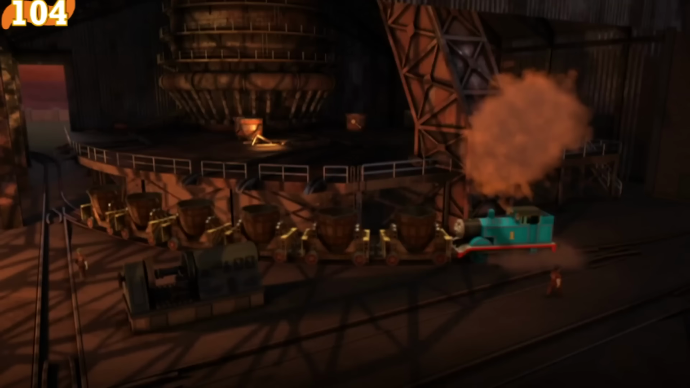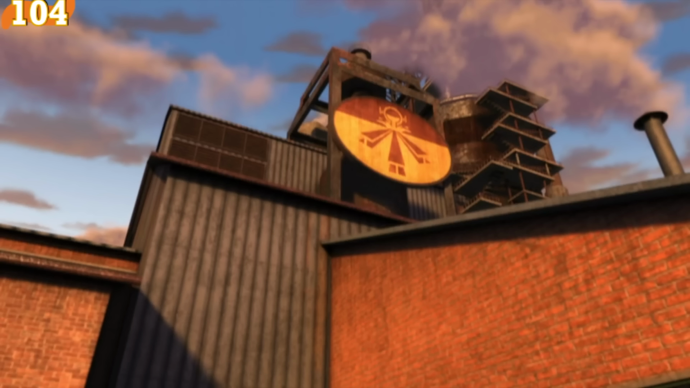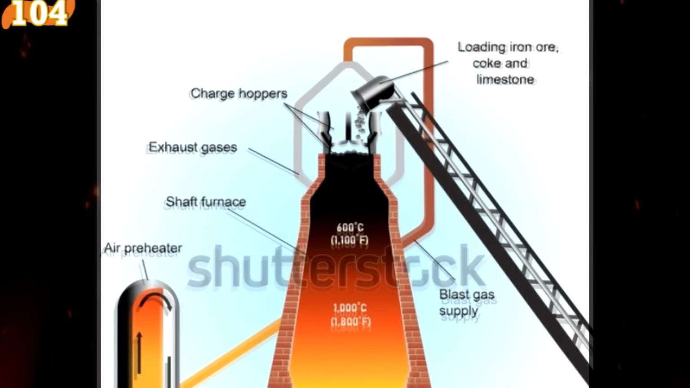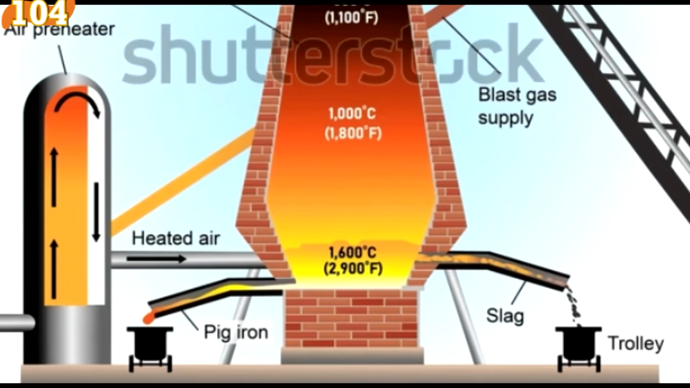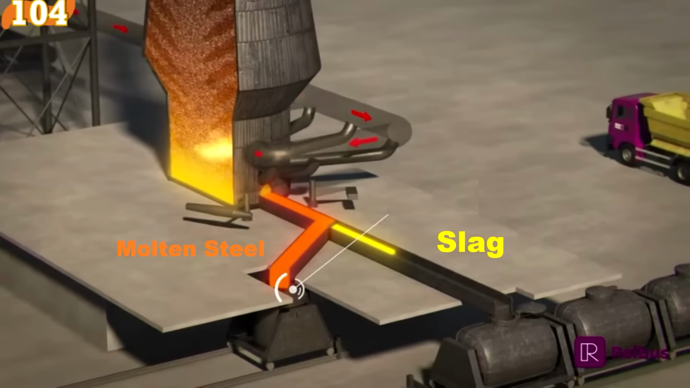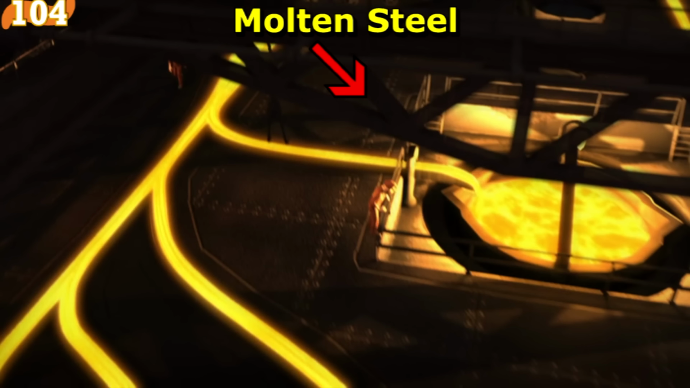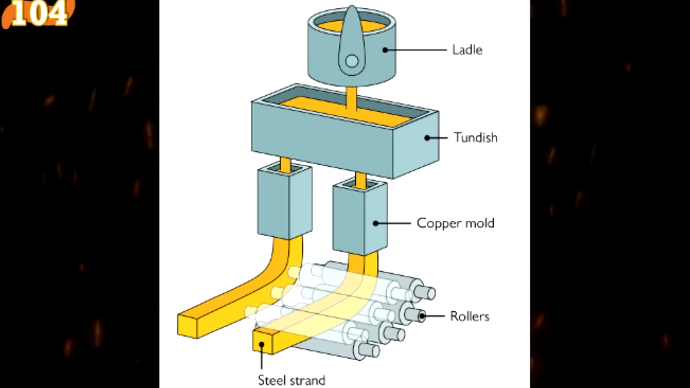Now would be a good time to go over how the blast furnace works. So this huge tower here is known as the blast furnace, and it's charged by coke, iron ore and limestone. The molten steel and the waste product, aka the slag, come out from the bottom. The molten steel can be seen here going over to this ladle pot, where it is then carried over to the tundish for it to be molded.